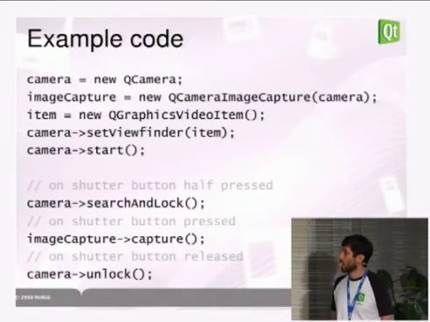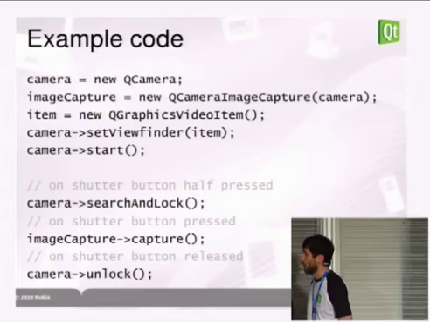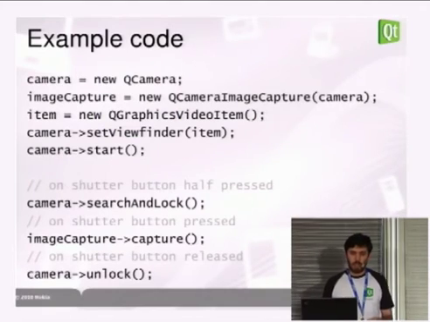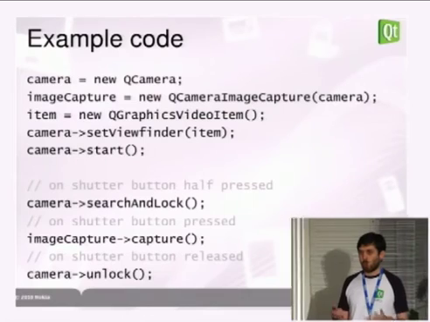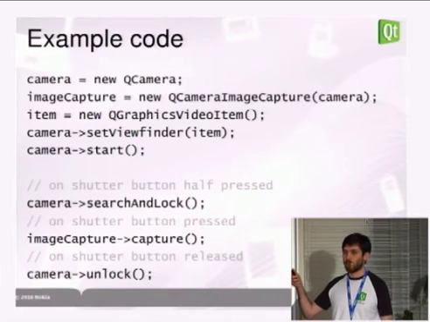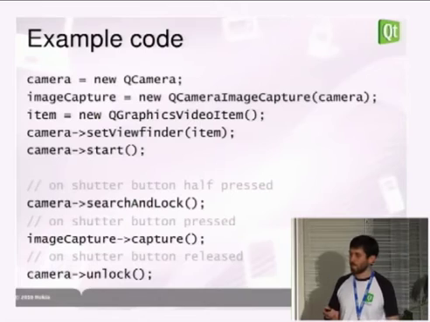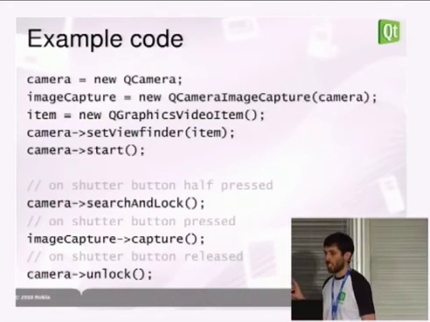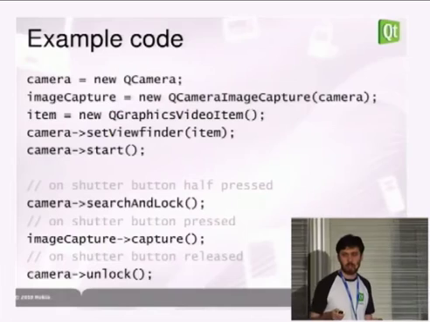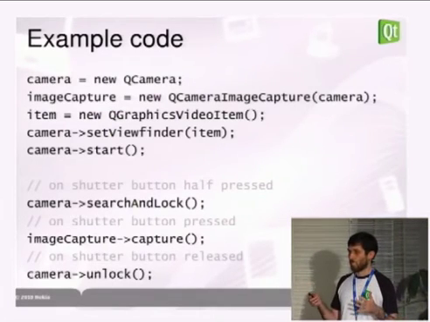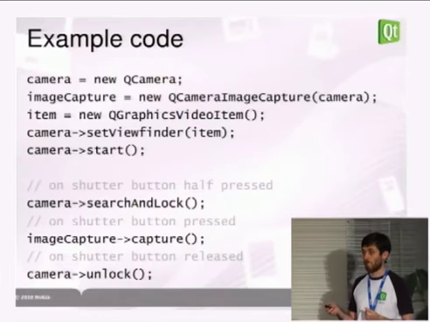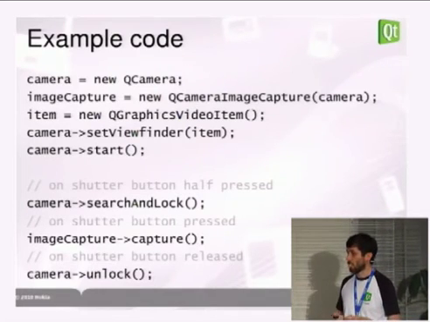And here is an example of how it can be used. It's quite similar to the player or radio. We are just creating a QCamera instance, attaching some extra helper objects like a video output, which is used for the viewfinder, and QCameraImageCapture. We can also use QMediaRecorder, the same as with radio, for recording video clips. On shutter button half pressed, you would usually expect the camera to start focusing and lock exposure and white balance parameters. It's search and lock. It's also possible to lock individual exposure and white balance parameters, which is quite useful in some situations, and then capture and unlock, that's all.